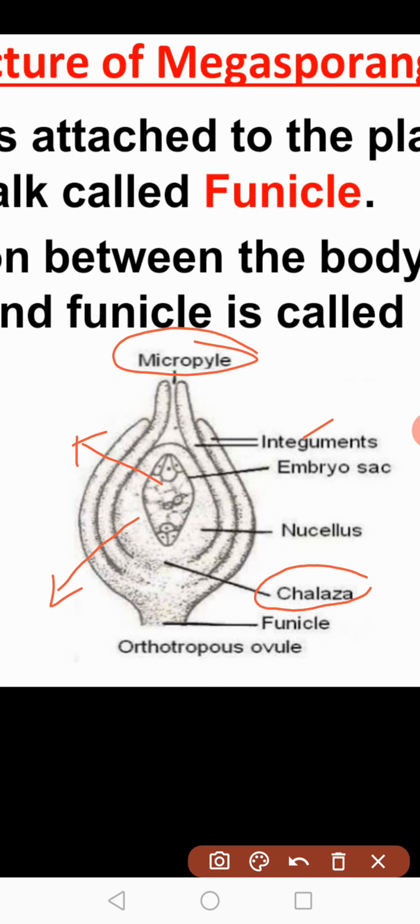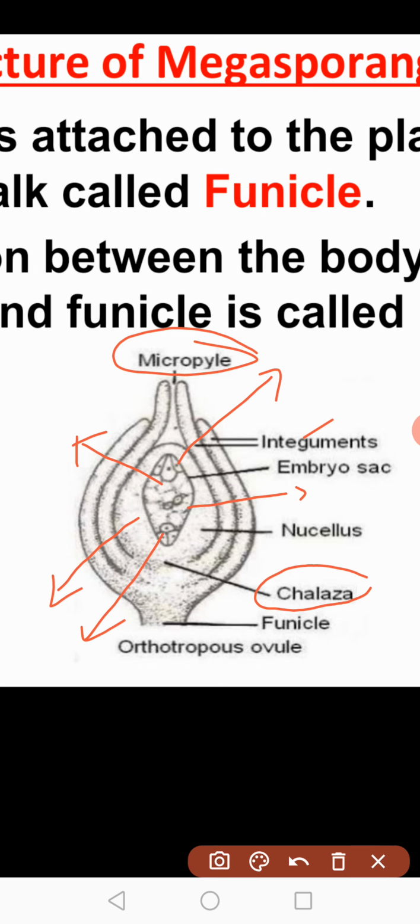And within the female gametophyte, within the embryo sac, there are three groups of cells. They are antipodals at the chalazal end, egg apparatus at the micropylar end, and secondary nucleus at the center. So these are about the structure of the megasporangium.